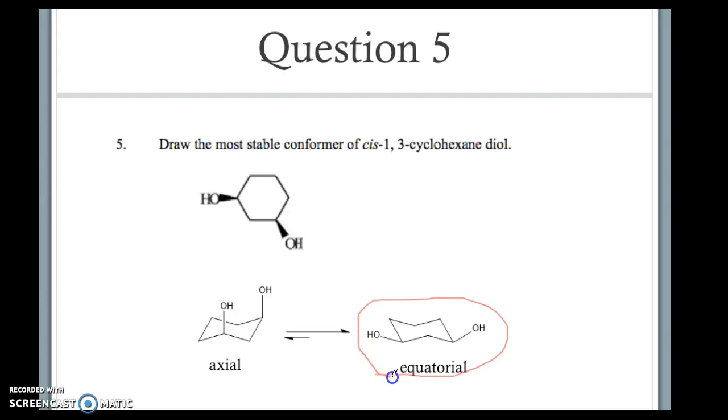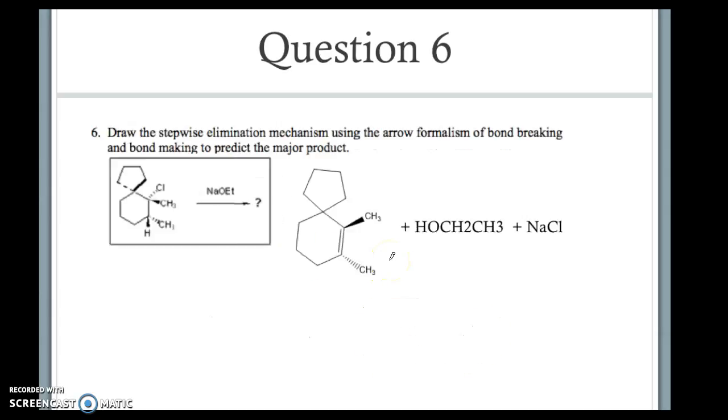of cis 1,3-cyclohexanediol. So first what we needed to do is draw the stepwise elimination mechanism using the arrow formalism of bond breaking and bond making to predict the major product.